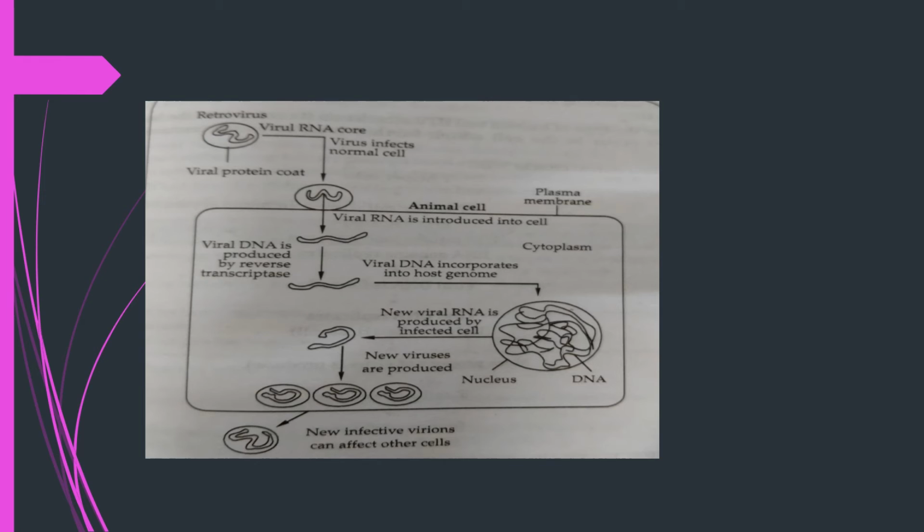This is the diagram showing how the retrovirus attacks the macrophage cell. That animal cell is the macrophage. You can see how the virus infects the cell, and only the virus RNA enters into the cell. Then by reverse transcription, viral DNA is formed, and this viral DNA is incorporated into the host genome, and there it multiplies and forms many copies. When the host cell bursts, all these viruses are released. This diagram is very important to know, so practice this diagram.